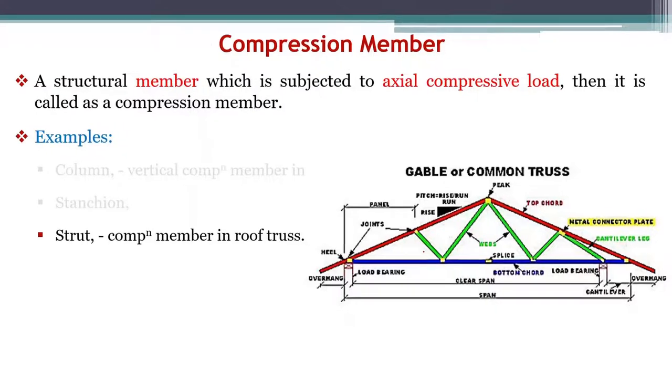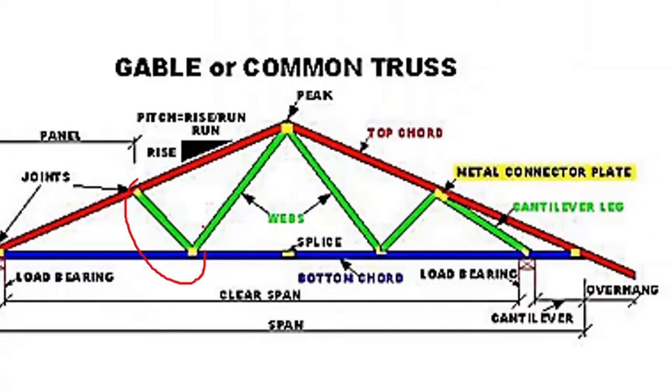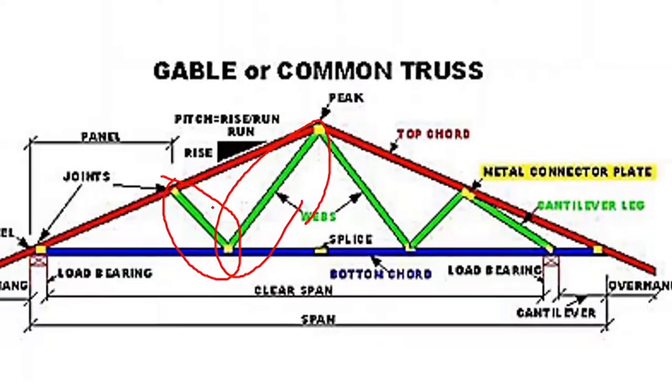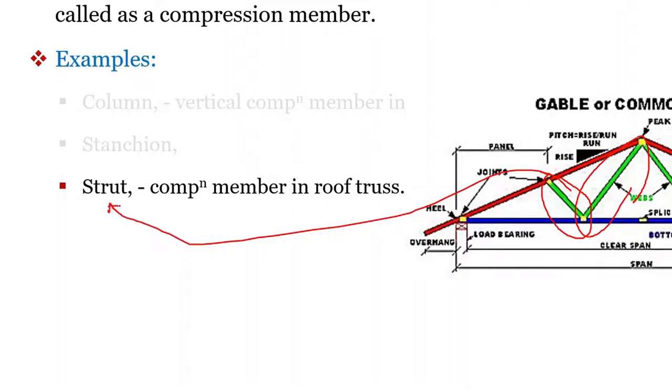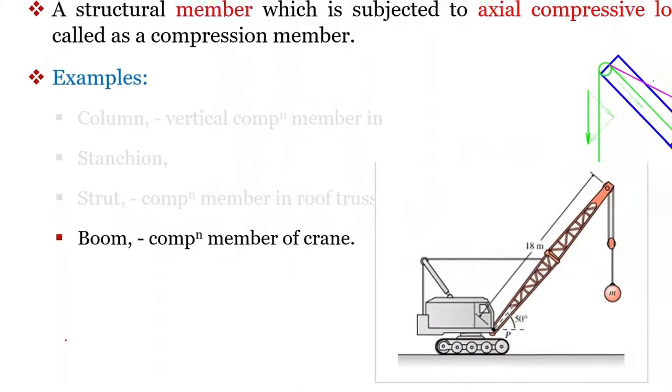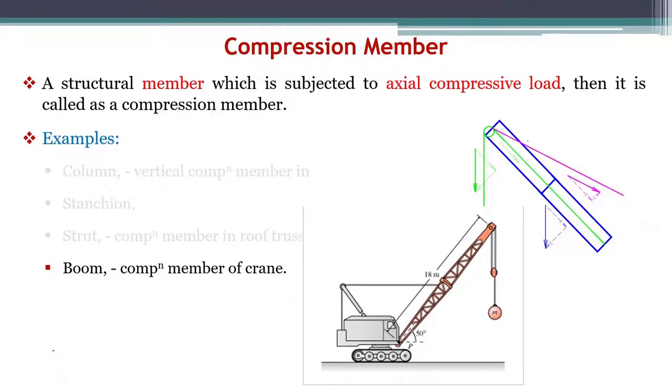In a roof truss, the members in the middle are either compression or tension members. If it is a compression member, then we call that a strut. The compression members in the roof truss are called struts. Next compression member is a boom. In a crane, you have the long arm. That is also a compression member.